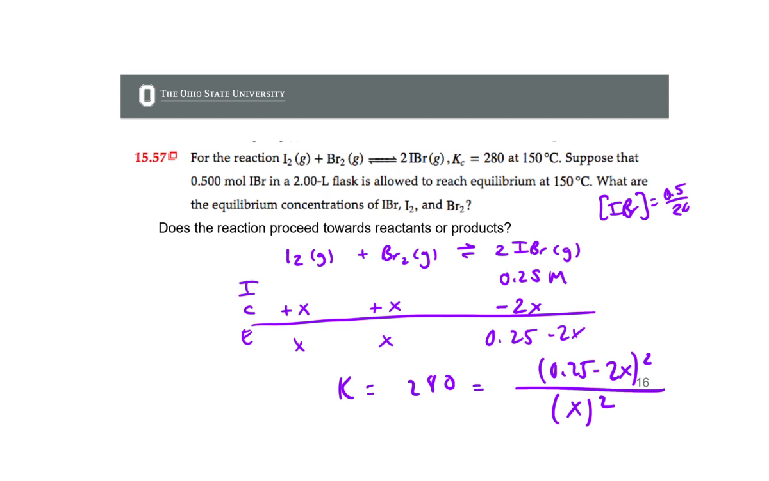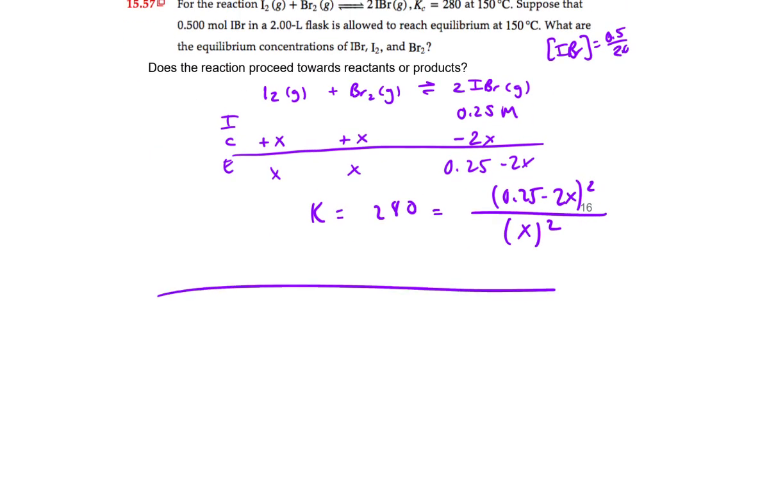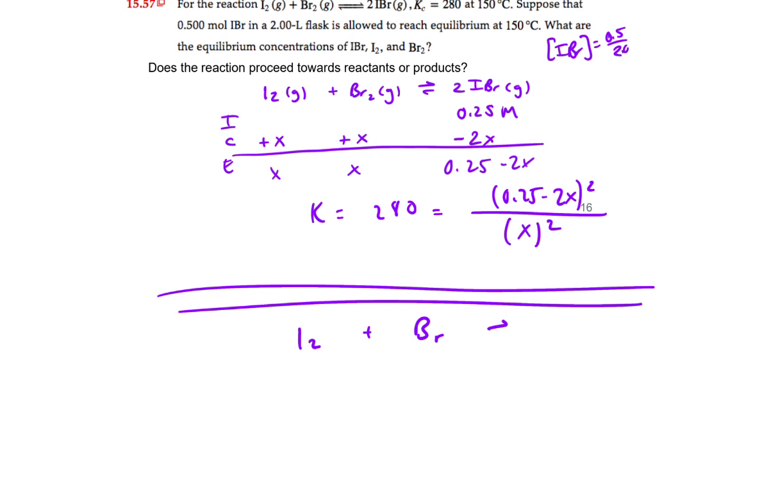I know that there's another problem in the homework. It's kind of a silly one, where we can use this same reaction. We have I2 plus Br2 in equilibrium with IBr, and you start with, let's say, 0.1 moles of I2. Does the reaction proceed? What do we form? Because we only have one reactant in this case, this reaction will not proceed.